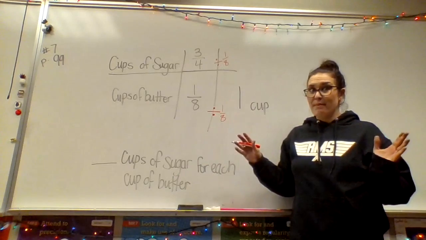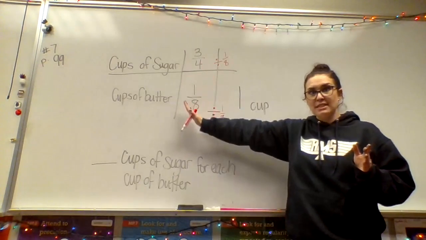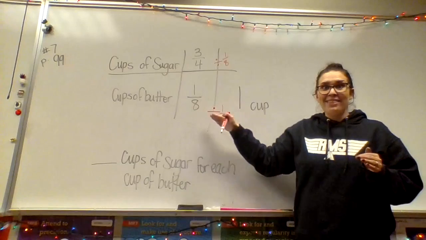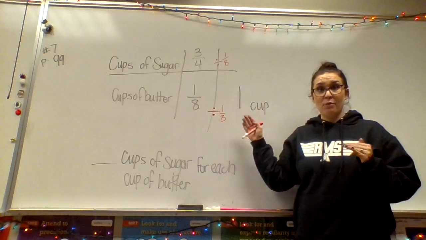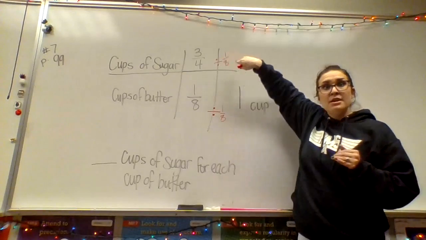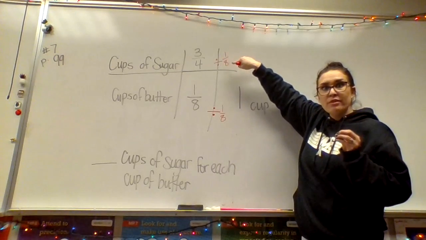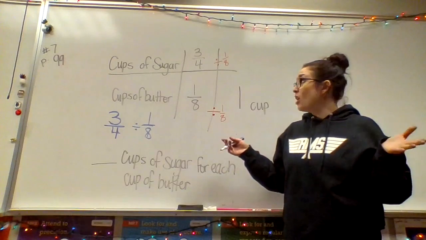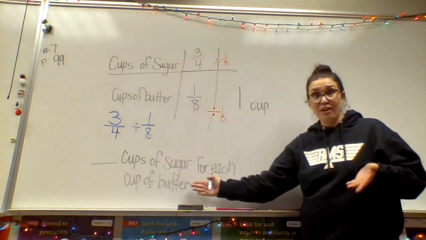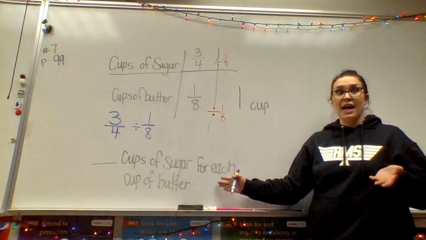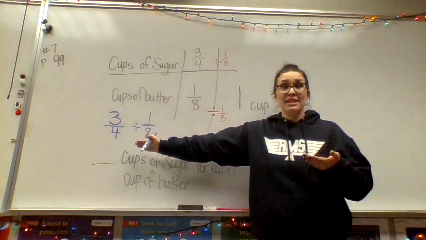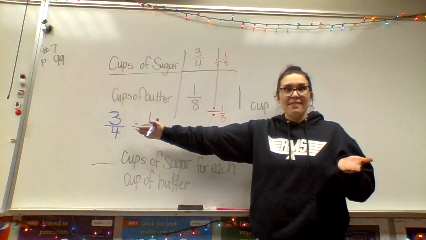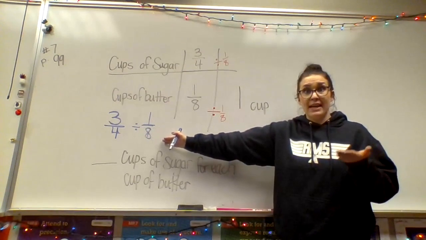So we can think about it, my friends, that in order to get from my original recipe to whatever I want to find out now, I had to go 1/8 divided by 1/8 to get 1 cup. And again, whatever I do to the bottom, I've got to do to the top. So now I'm going to figure out, what's 3/4 divided by 1/8? So in order to solve how many cups of sugar I need if I have 1 cup of butter, we can use this expression: I have 3/4 that I am trying to divide by 1/8.